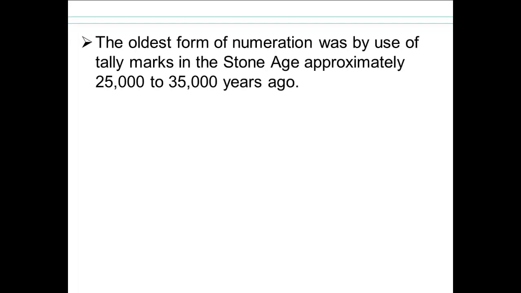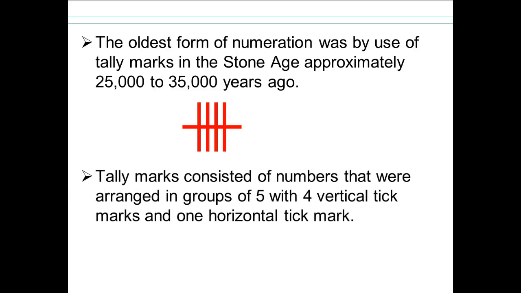The oldest form of numeration was the use of tally marks 25 to 35,000 years ago in the Stone Age. You know, sometimes looking at history gives us some motivation and inspires us to learn because it humanizes some of the mathematics. And thus it's not just a dry subject anymore. So tally marks is the oldest form of numeration, which is shown right here. Did you see that? So you go 1, 2, 3, 4, and 5. For the fifth tally mark, you just have a horizontal bar going across. Even to this day, we use this tally mark system, which is quite interesting, isn't it? People have found bones and carvings that show the use of tally marks.